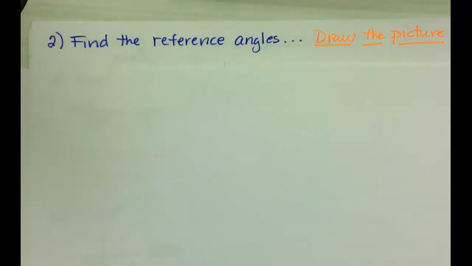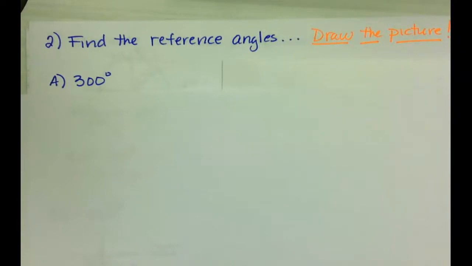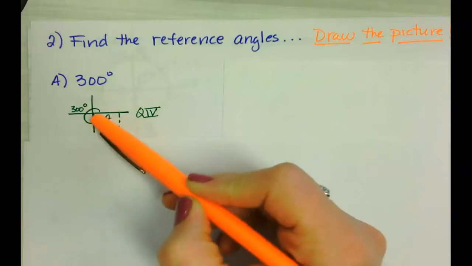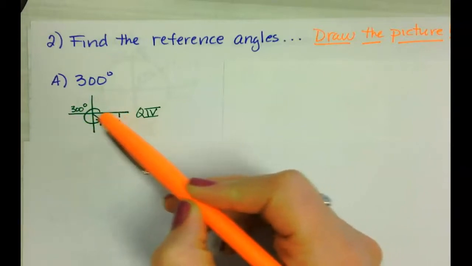All right, question 2 says find the reference angles. Remember, that's the acute angle that's formed by where the angle terminates and the horizontal x-axis. And we're going to draw a picture. Okay, we like to draw pictures now, right? So 300 degrees, where would 300 degrees be? What quadrant? It would be in quadrant 4. So if I'm drawing my 300 degrees, that's this angle right here. The reference angle is right here.